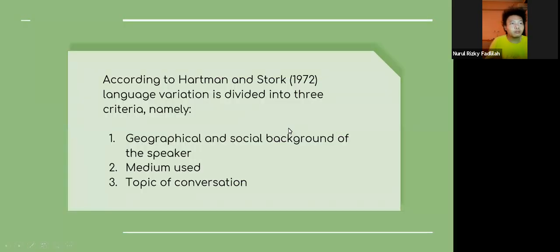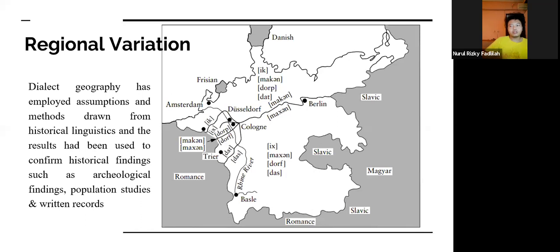According to Hartman and Stork in 1972, language variation is divided into three criteria, namely, one, geographical and social background of the speaker, two, the medium that is being used, and three, the topic of the conversation. And now we head to the regional variation. What is regional variation?